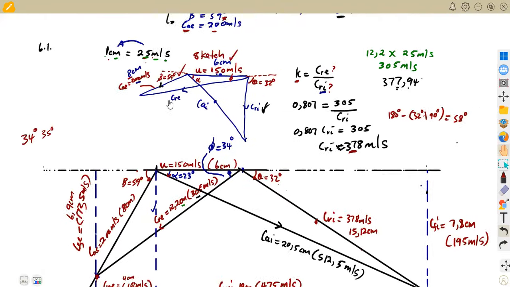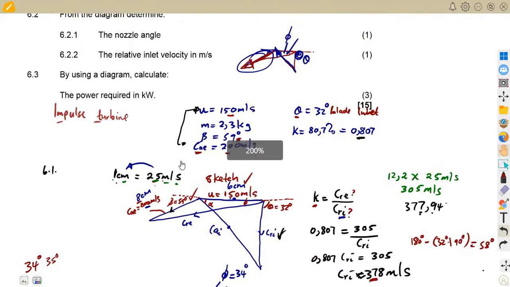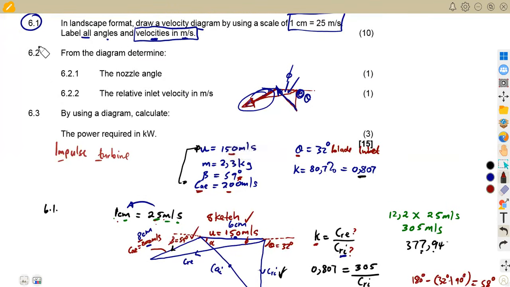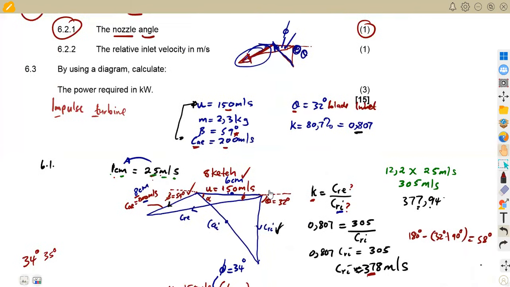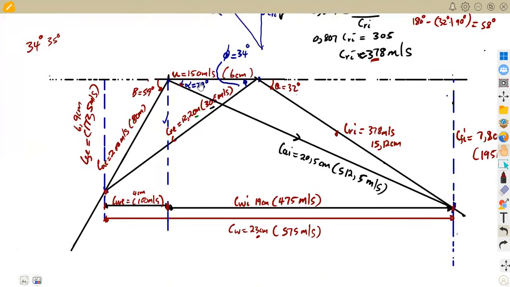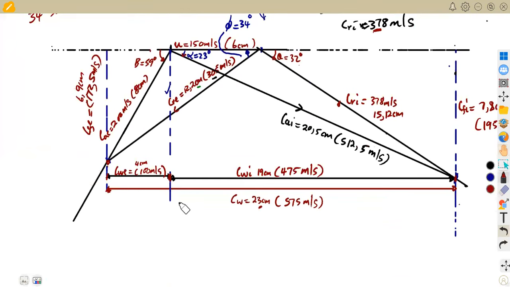All right, so let us check the other part of the question now. What are we given from our velocity diagram? Determine 6.21, the nozzle angle, 1 mark for that. The nozzle angle is the one that we consider our alpha in this case, which is the inlet of the gas, or we can present it as the discharge. So our alpha was 23 degrees, so 6.21, our alpha was equal to 23 degrees.